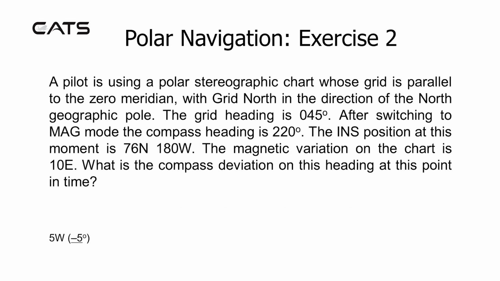Exercise 2. A pilot is using a polar stereographic chart whose grid is parallel to the zero meridian, with grid north in the direction of the north geographic pole. The grid heading is 045. After switching to mag mode, the compass heading is 220. The INS position at this moment is 76 north, 180 degrees west. The magnetic variation on the chart is 10 east. What is the compass deviation on this heading at this point in time?